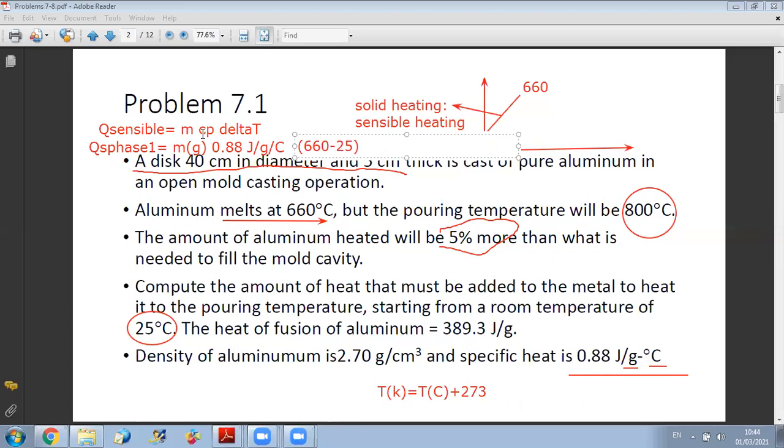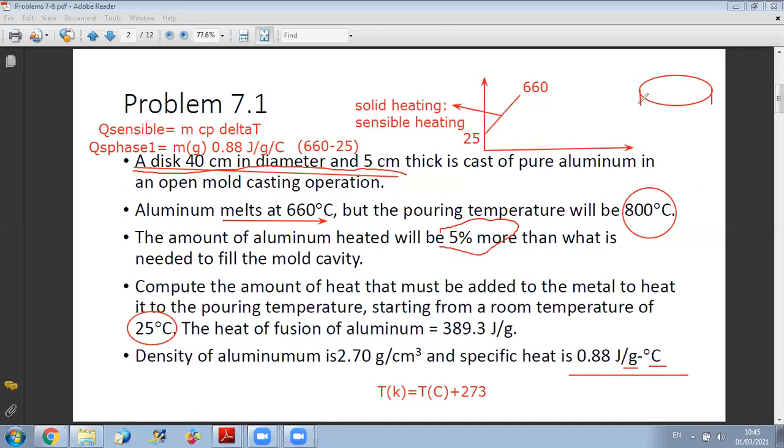Now, in order to be able to calculate the mass in gram, I should find the volume of molten metal. They said that the amount of aluminum heated will be 5% more than what is needed to fill the mold cavity. So your final desired product is a disk of 40 centimeter in diameter and 5 centimeter in thickness. If I want to present the geometry of the final cast, it is like this. I have the thickness, which is provided, and I have the diameter. So I can calculate the value of the final volume, okay?